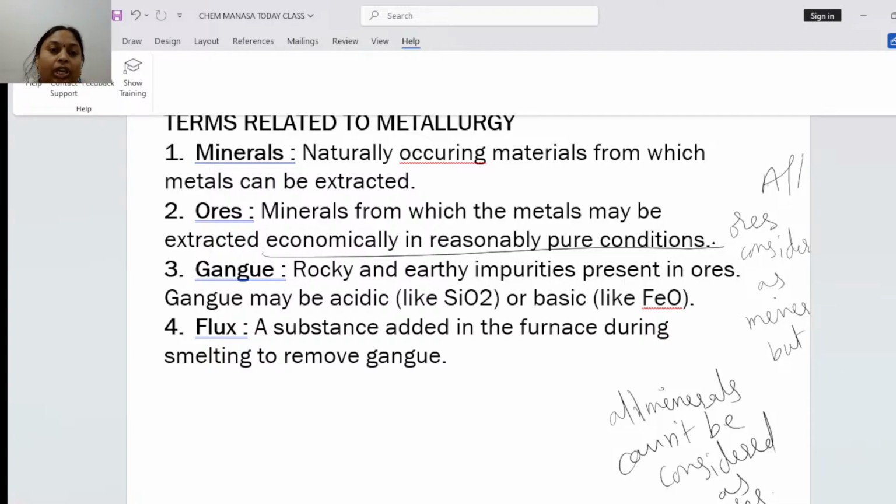Gangue is the impurities present in the ore, which must be removed as unwanted substances. Flux is the substance used in furnaces in the smelting process to remove the gangue.